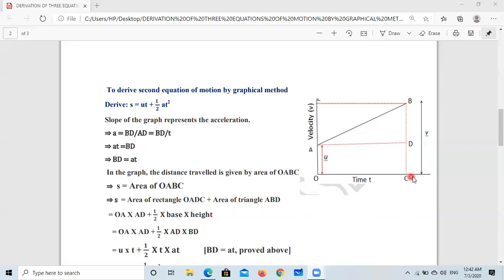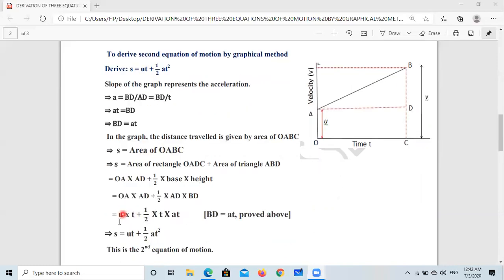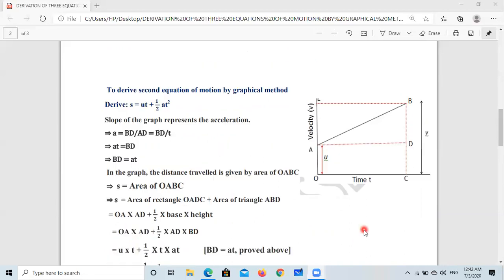The area of this rectangle is OA into AD, so OA into AD is U into T. The area of this triangle is half into base AD, T, into BD, AT. Why BD, AT? Because BD equals AT, proved above. So what we get is UT plus half AT square, hence S is equal to UT plus half AT square.